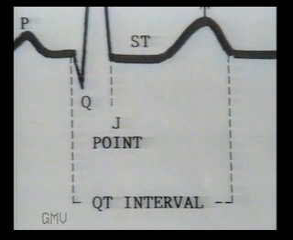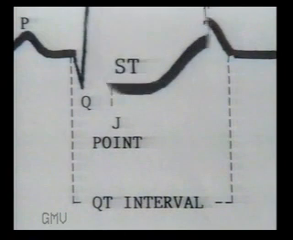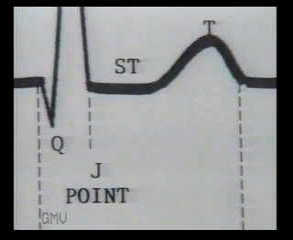The time from the beginning of the Q wave to the end of the T wave is called the QT interval. It represents the total electrical activity of the ventricles. The line between the QRS complex and the T wave is termed as the ST segment, and the point of junction between the QRS complex and the ST segment is called the J point.